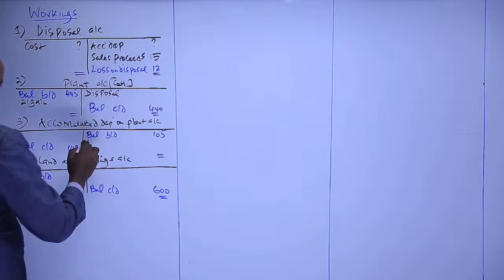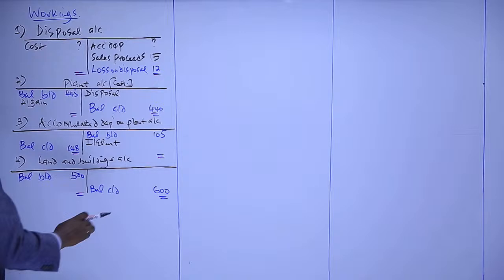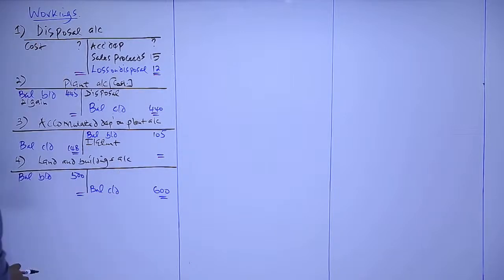So the depreciation for the current financial year for plant should be the balancing figure there. I don't think we have that figure. That is one of the items definitely we need to compute.